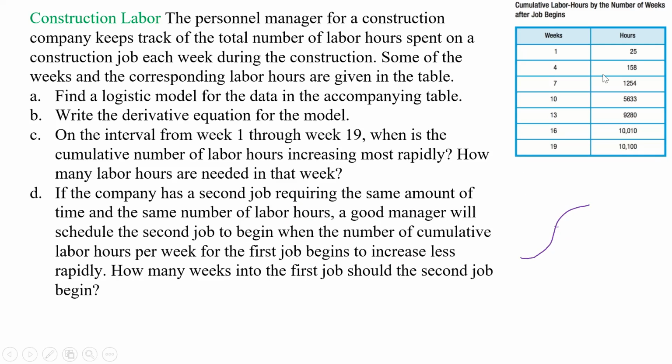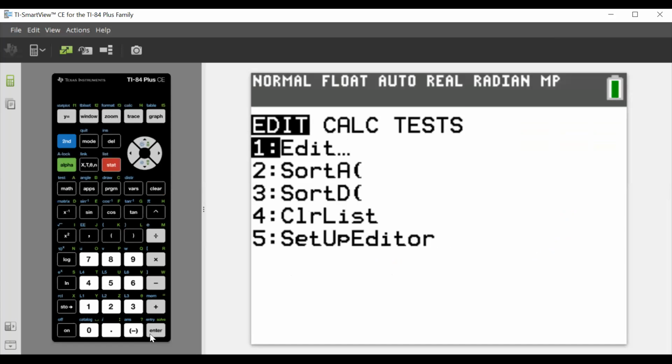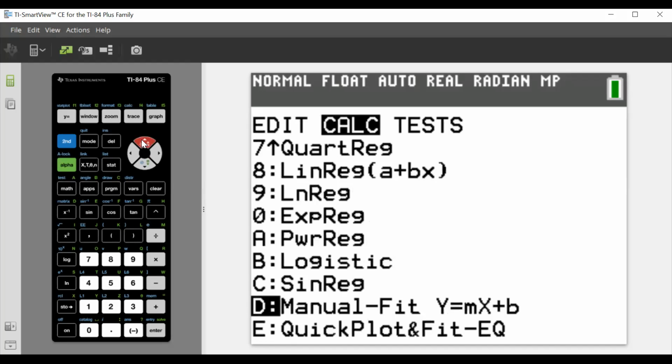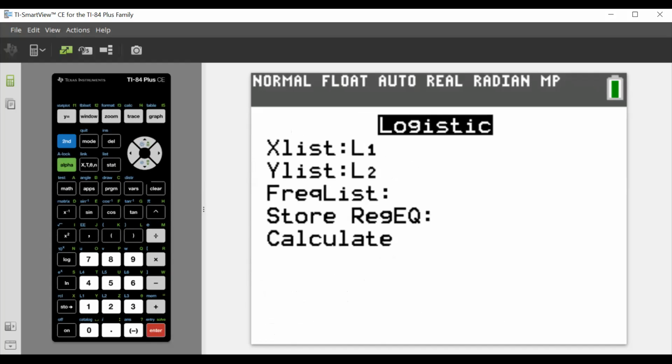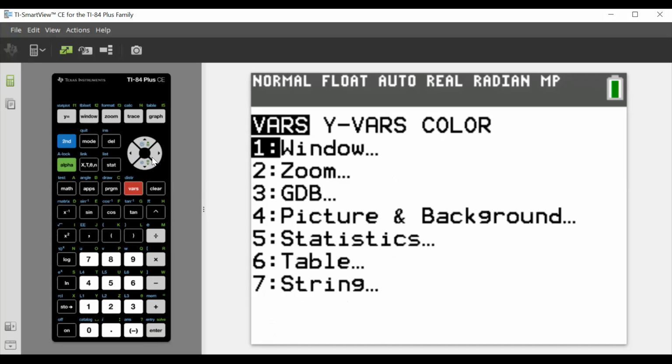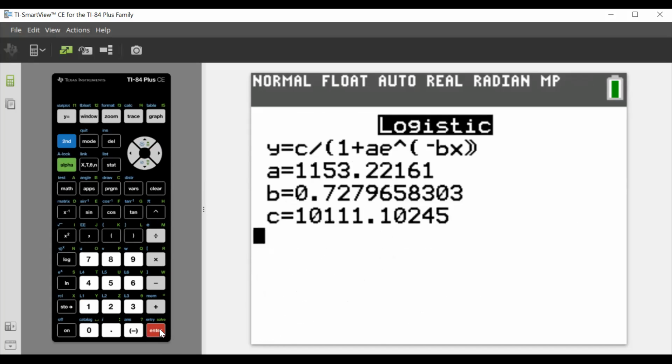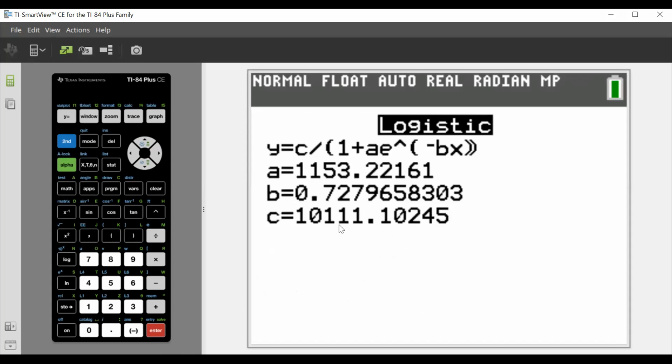All right. So what we need to do is plug that data into our calculator. And because it takes a long time to do that, that's already there. And so now it says to create a logistic model. So we'll do that. We need to put that into vars1. And so this is going to be our values as far as our equation goes. So it's going to be 10,111.10245 over 1 plus 1153.22161 e to that there.